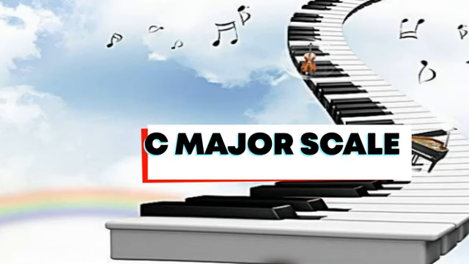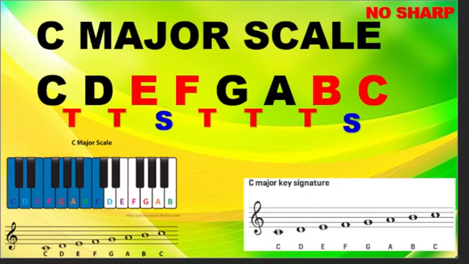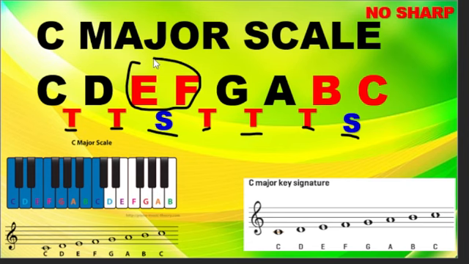The first scale that we want to look at is a C major scale. We have the rules that we use: tone, tone, semitone, tone, tone, tone, semitone. In a normal way, between E and F there is a semitone.